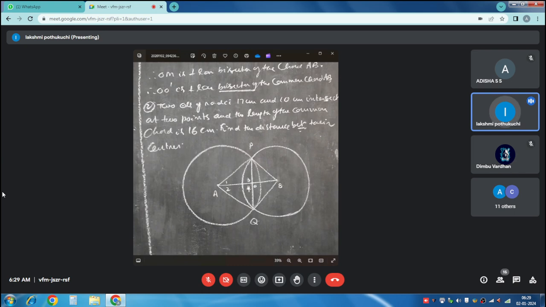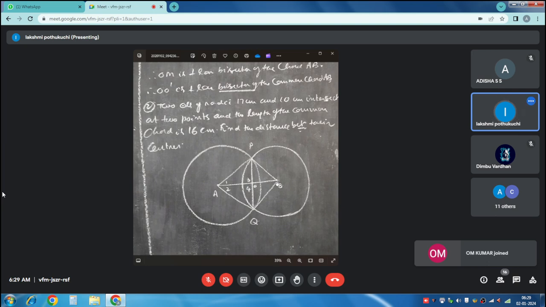So we should find out AO plus BO, add both to get AB. Look at the figure. Two circles intersecting at two distinct points P and Q. A is the center of the first circle, B is the center of the second circle. Now AB is a line segment joining the centers of both the circles, intersecting the common chord at the point O.